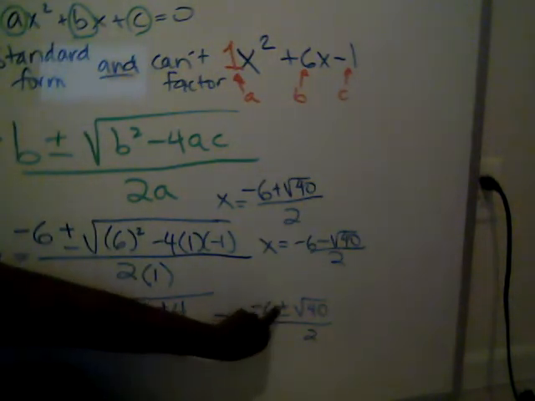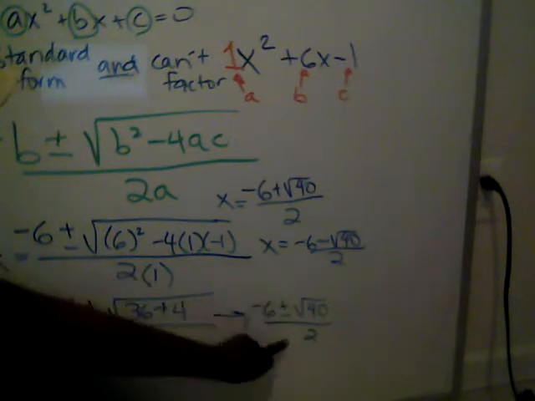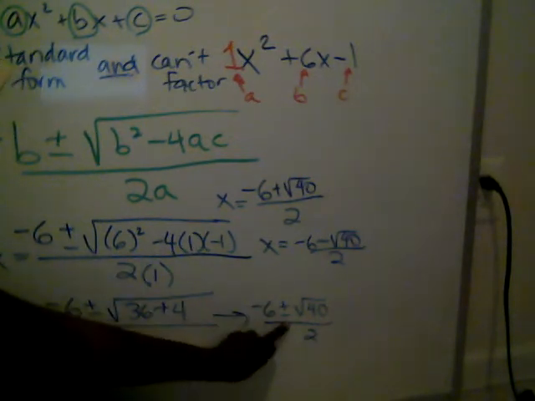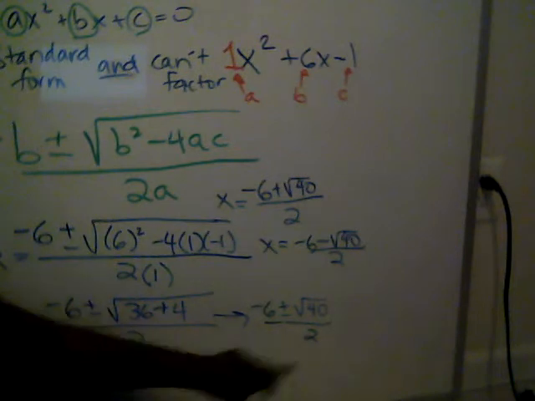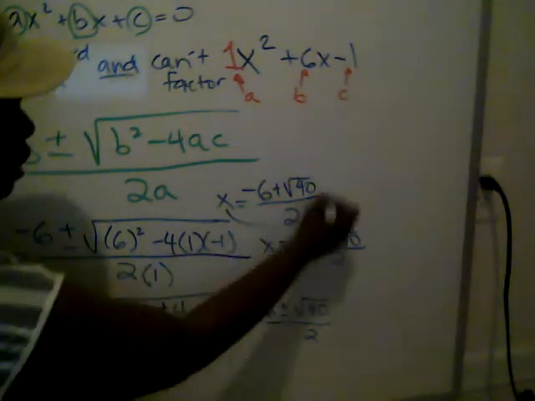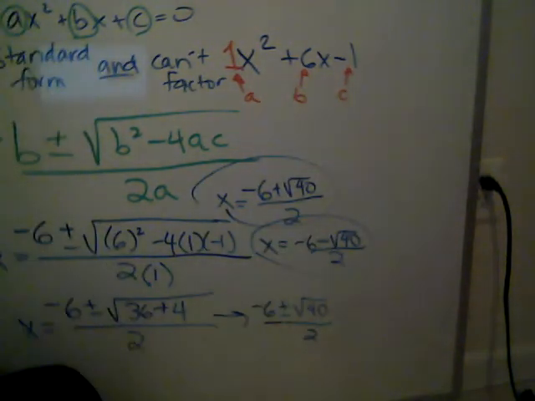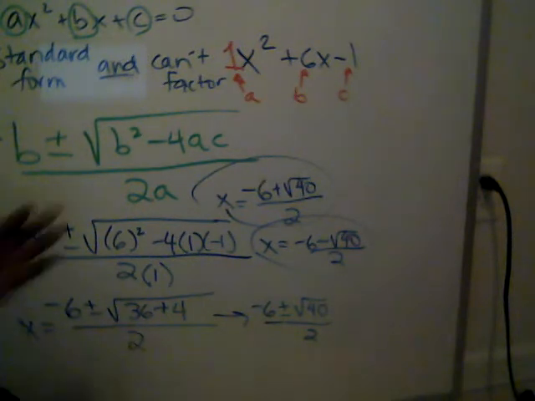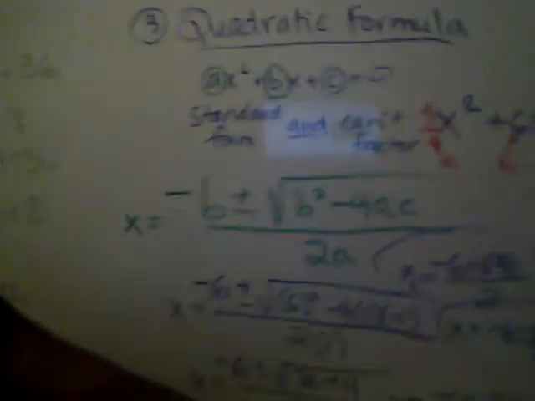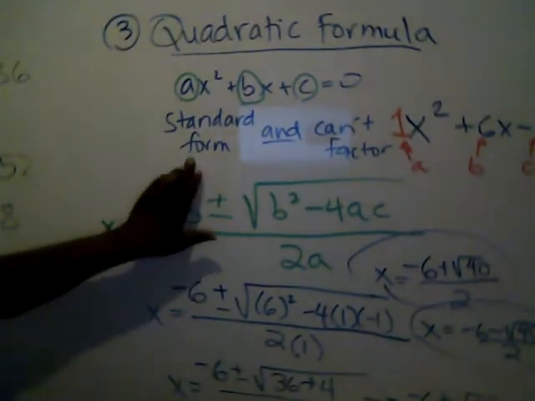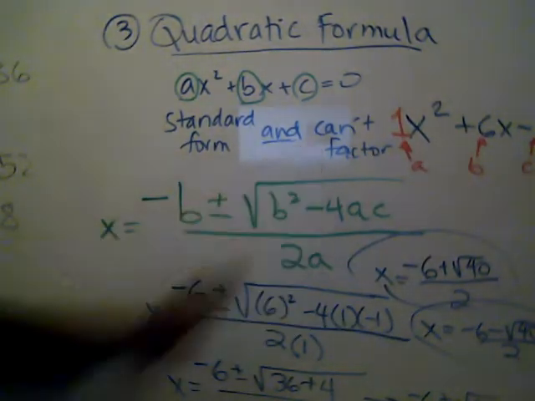So negative 6 plus the square root of 40 over 2, that's one answer, and negative 6 minus the square root of 40 over 2 is the other answer. So these would be our two answers if we're using the quadratic formula. Okay, again, we only use the quadratic formula to solve if we have something in standard form, like we did here, but we can't factor it.